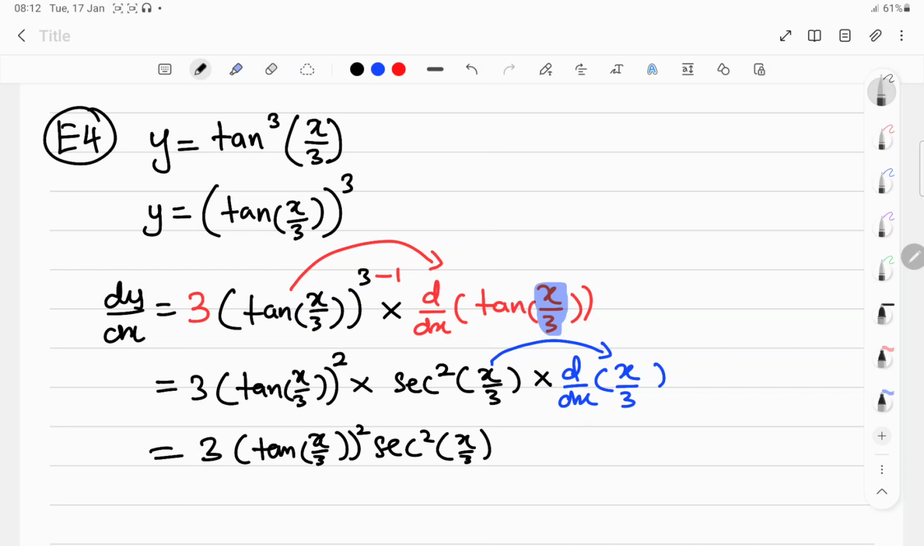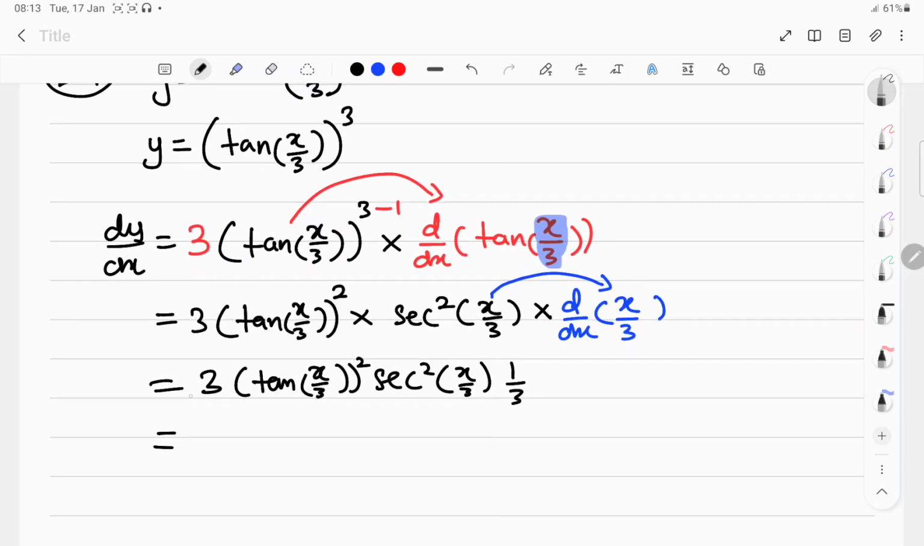And then multiply by what? x over 3. x over 3 differentiated with respect to x is 1 over 3. But this one cannot multiply inside here, so you have to multiply over here. So we multiply over there: 3 multiplied by 1 over 3 is 1. So 1 tangent x over 3 squared, secant squared x over 3. So this is the answer.